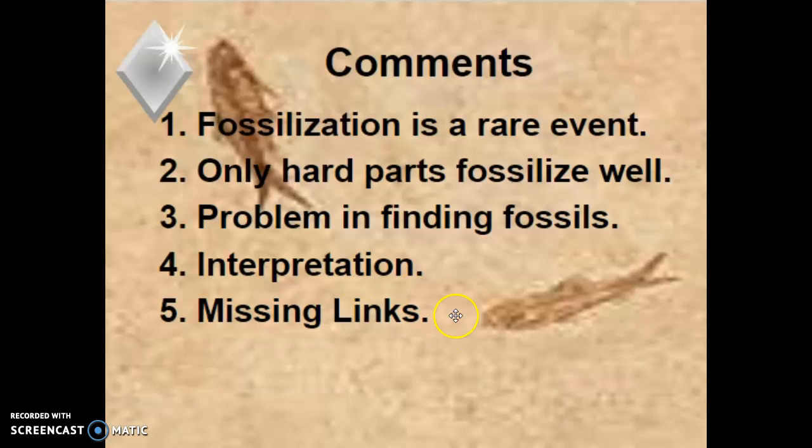Maybe that's because the fossilization event didn't happen. The organism has to die in almost a perfect spot for fossilization to happen. Only hard parts are going to fossilize well, so we're going to have a hard time figuring out the soft tissue of a dinosaur or something like that. It's tough to find fossils because things have moved around. Sometimes things are at the bottom of oceans or creek beds or river beds or something along those lines.